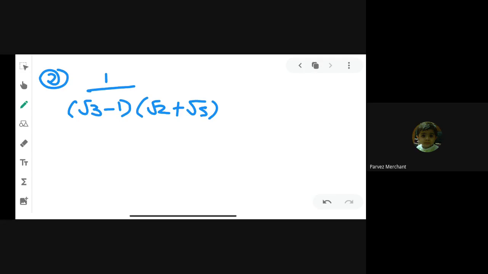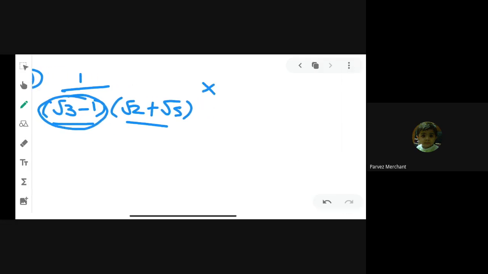So we are doing rationalization separately. Please remember this thing. If we have more than one bracket, then we are doing rationalization separately. For example, first we are doing the rationalization of root 3 minus 1. So we are taking its conjugate, it is root 3 plus 1. So we multiply and divide with its conjugate, root 3 plus 1, root 3 plus 1. Clear all of you?